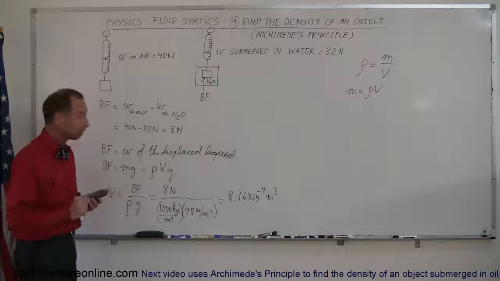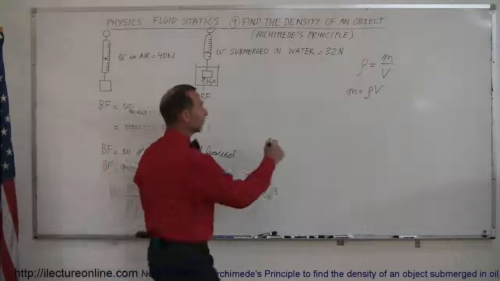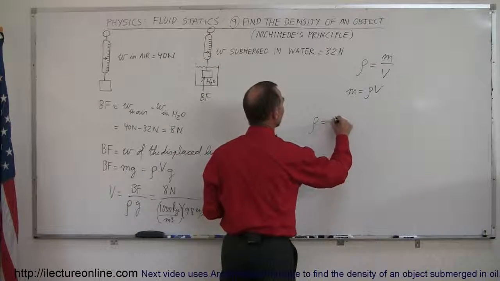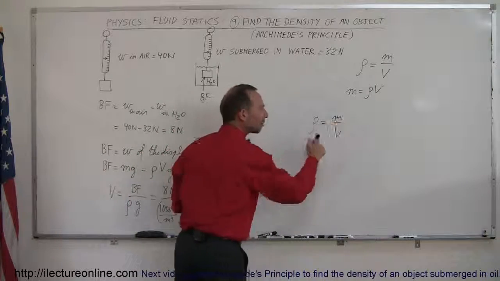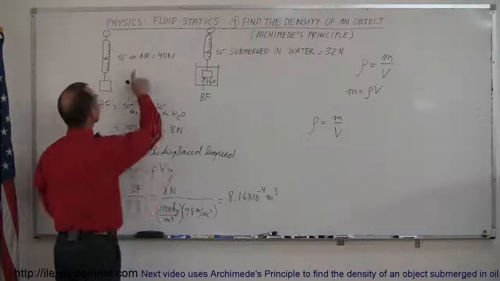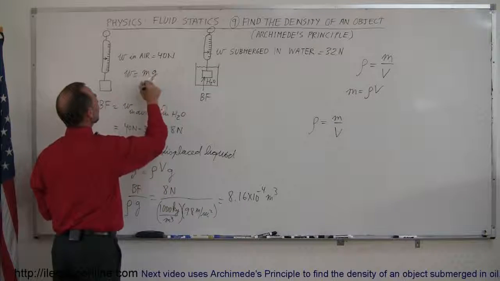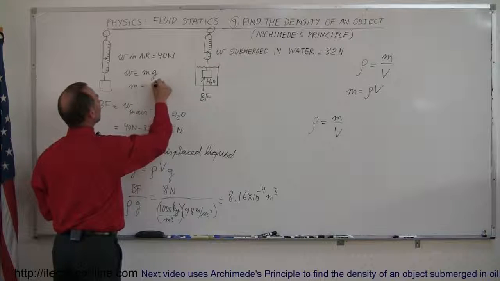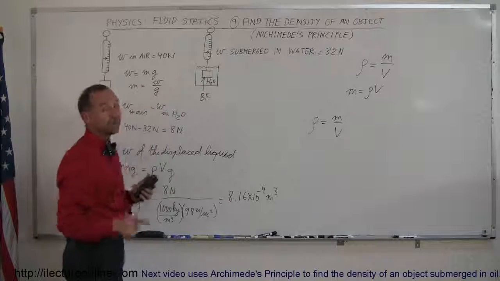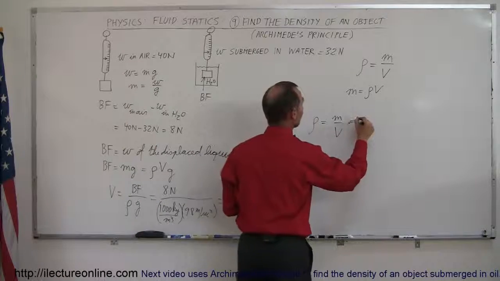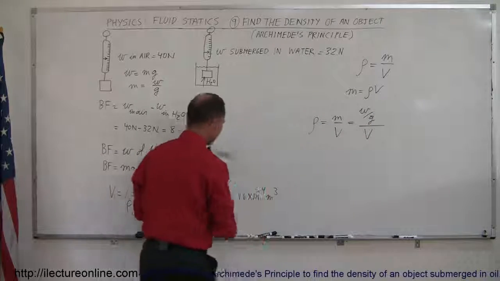So it's a small object. Now we can go ahead and calculate the density, because the density is equal to the mass divided by the volume, and the volume we now have. But what about the mass? We didn't measure the mass, we measured the weight. And we know that the weight is equal to the mass times g. That means that the mass is equal to the weight divided by g. So we take the weight divided by g, and that gives us the mass of the object, and that's what we plug in here. So this is equal to the weight divided by g, and then we divide that by the volume that we just found.